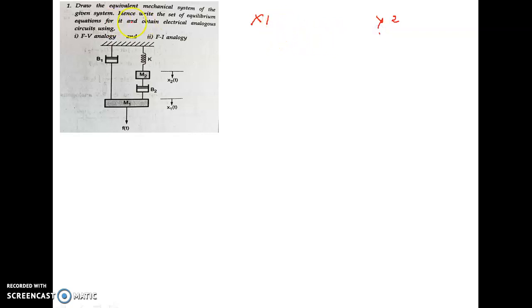After writing the displacements as nodes, the mass m1 is under the displacement of x1, so I will write m1 under x1. Then b2 comes in between x1 and x2, so b2 has to be written in between x1 and x2. Now m2 is under the displacement of x2, so m2 will be written under x2.